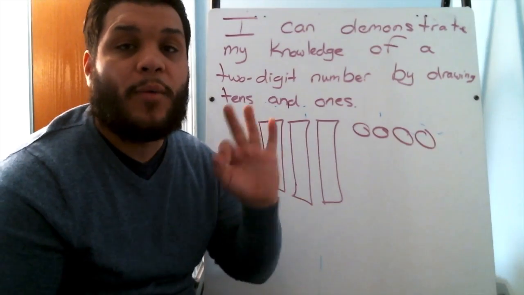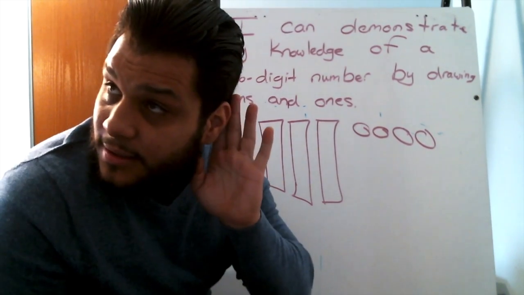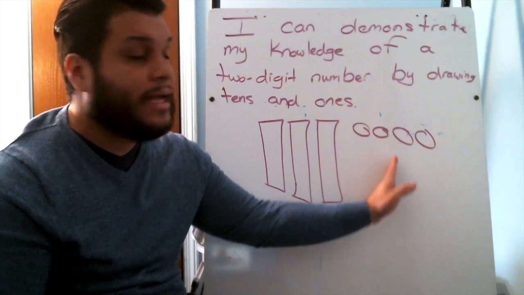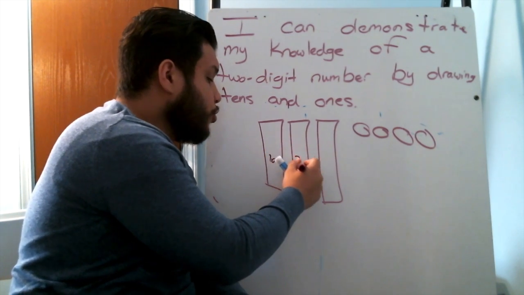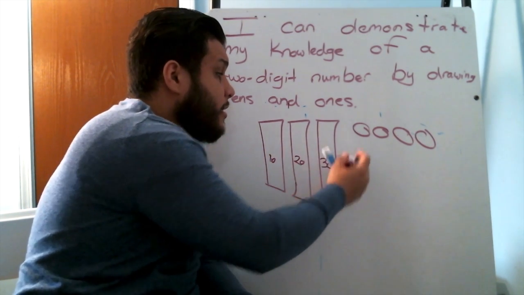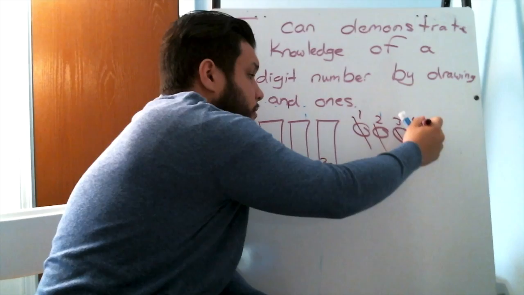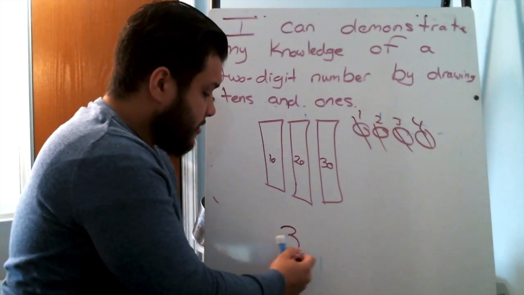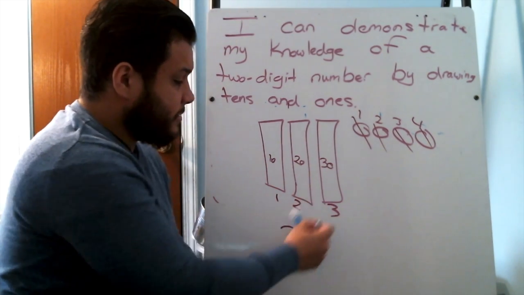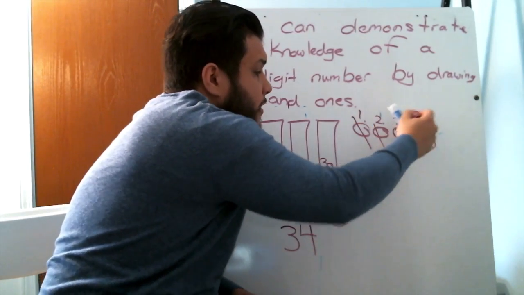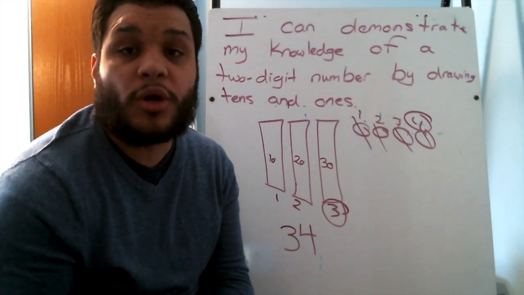So the fastest way to do it is we're always going to count our tens first. Say it with me. Count my tens. I didn't hear you. Say it again. Count my tens. I'm going to count my tens first and then move over to my ones. So let's count this. Ready? We have 10, 20, 30, 31, 32, 33, 34. I have 34. I have 1, 2, 3 tens. And I have 1, 2, 3, 4 ones. 3 tens and 4 ones equals the number 34.